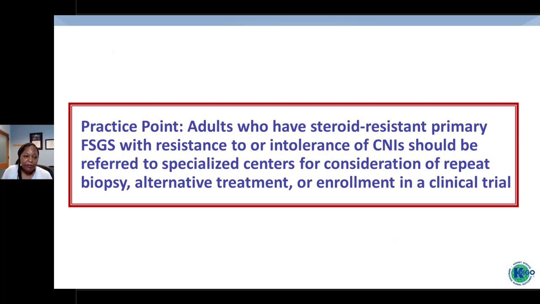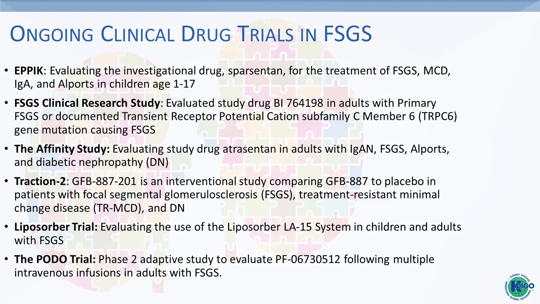And so our writing group did provide this practice point that adults that have steroid-resistant primary FSGS or resistance to or intolerance of calcineurin inhibitors be referred to specialized centers for consideration of a repeat biopsy to confirm the diagnosis, alternative treatment, and strong consideration for enrollment in a clinical trial. We are at an exciting time across our field where we have a lot of engagement from our industry partners, and there are several ongoing clinical trials. I have a few listed out here. This is not exhaustive, but just a good representation of some of the investigational drugs that are out there and being studied. Some of these trials are enrolling children as young as age one.